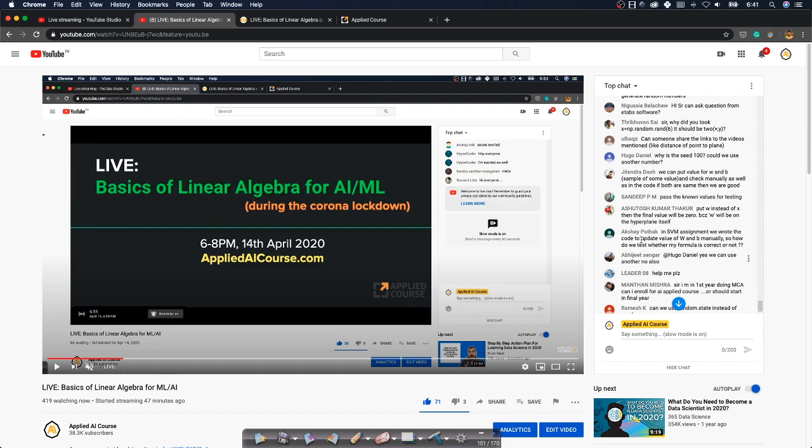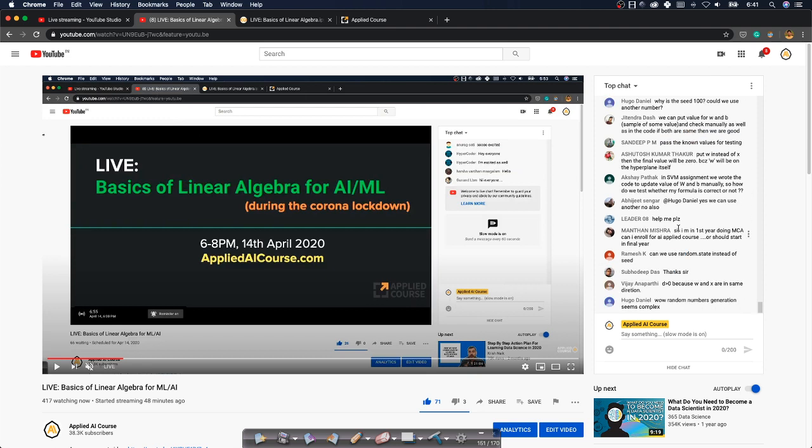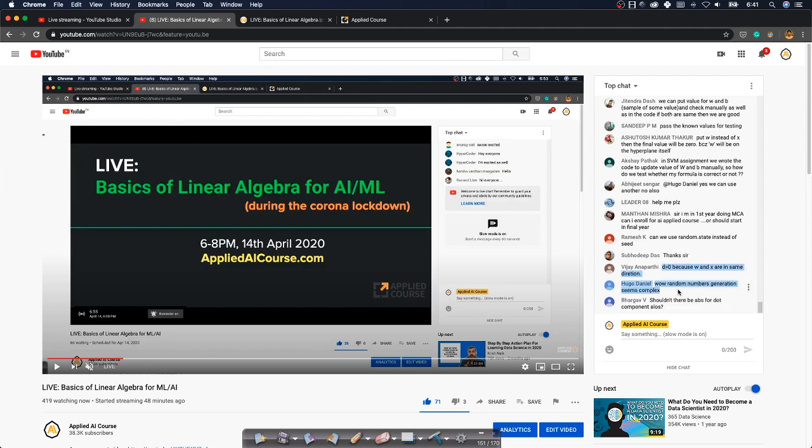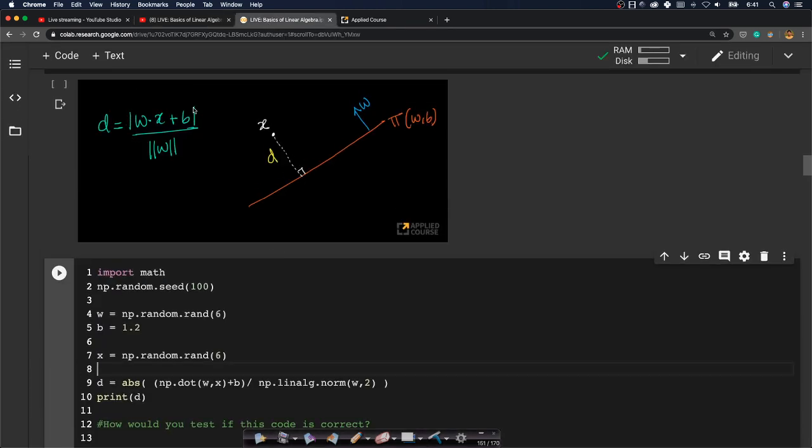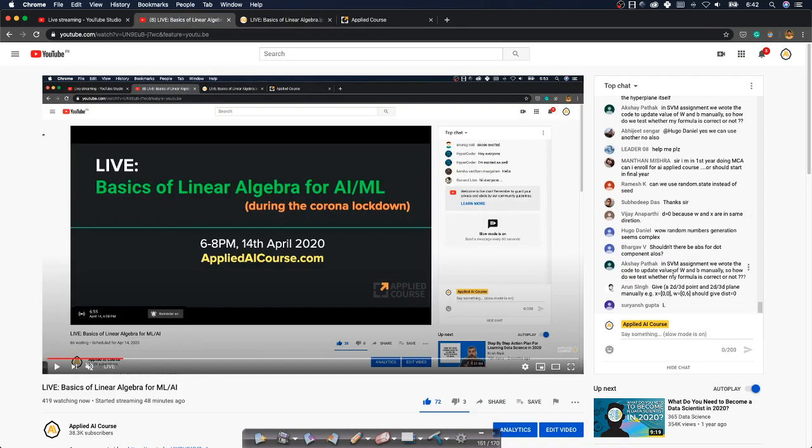Again, I'll try to answer only questions which are in the context of the discussion for now because we are in the middle of it. Pass the known values for testing. What are some simple values that you can pass? D greater than 0 because W and X are in the same direction. No. Somebody is mistaken here. Look at the code that we have written. There is an absolute value here, which means D will always be positive. I just mentioned this a few minutes back. D I am placing because the distance is always a positive number. We'll come to half spaces, and which side a point is on, a little later. Please don't confuse those two now.